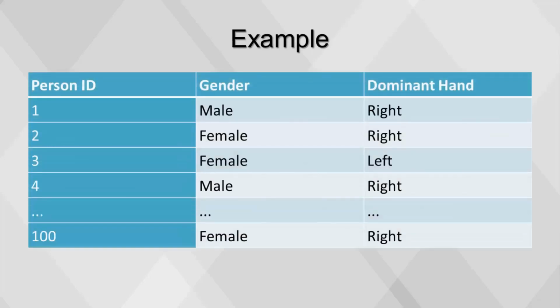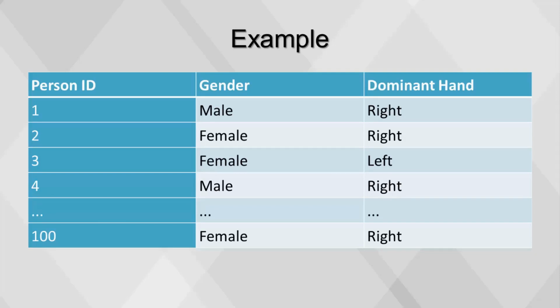Here's an example. Given this table, can you calculate the following metrics? The number of males who are right-handed, the percent of males who are left-handed, whether more males are left-handed than females, or the percent of left-handed people who are females. In a table such as this, notice that there are no numerical values. The person ID is a numerical identifier, but the numbers are arbitrary, so there are no obvious calculations to perform.